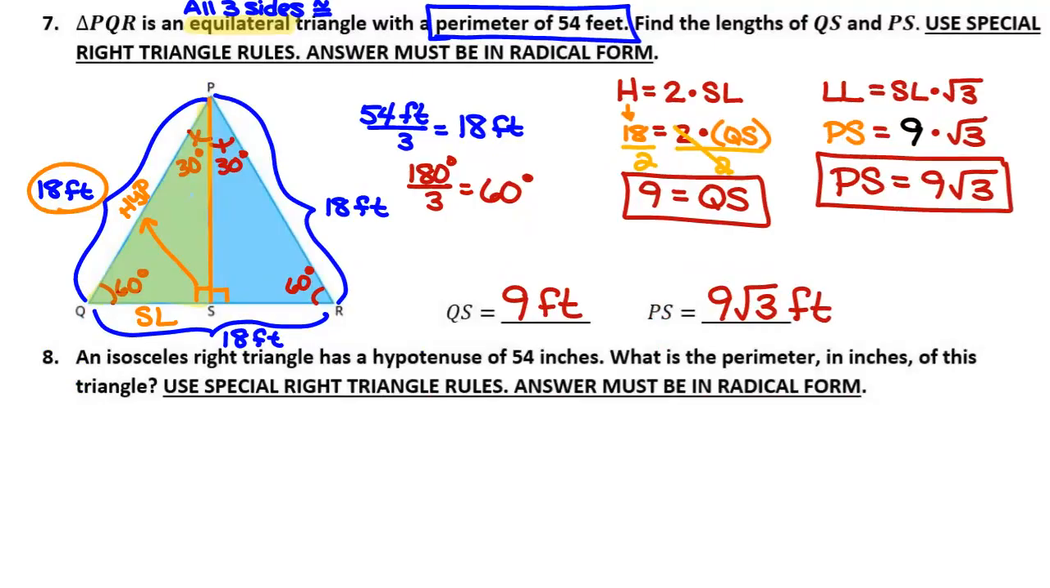We are leaving it in this form because it says answers must be in radical form. So don't put 9 radical 3 into your calculator. Yes? Is it okay if we don't show work for it? Yep. I just did 9. I would be fine without seeing work for that.